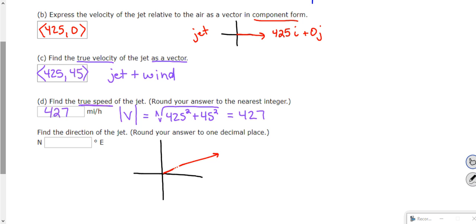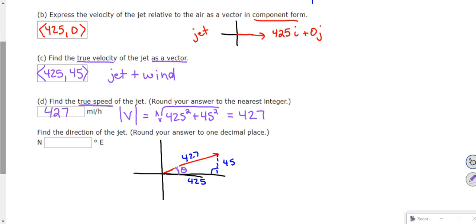So if I keep drawing here and make my right triangle, this position was 45. That was the speed of the wind, right? The jet was 425, and this was 427. So how do I find the direction? Well, I need to find theta. I need to find this theta. That would give me my direction.